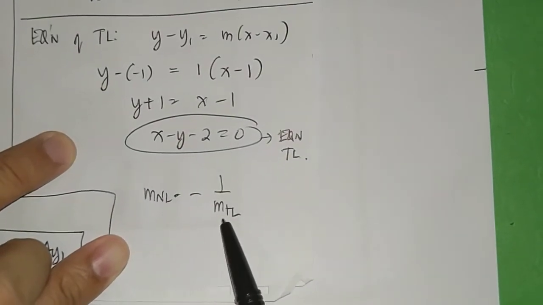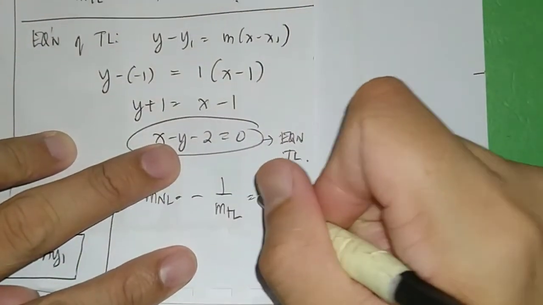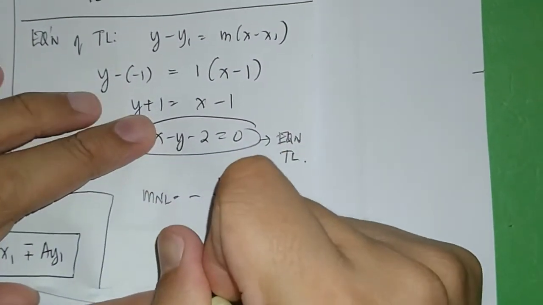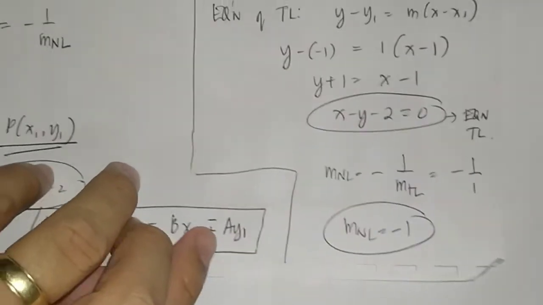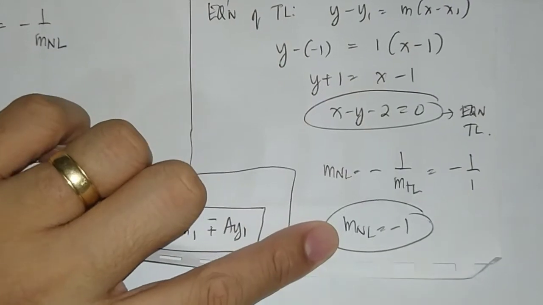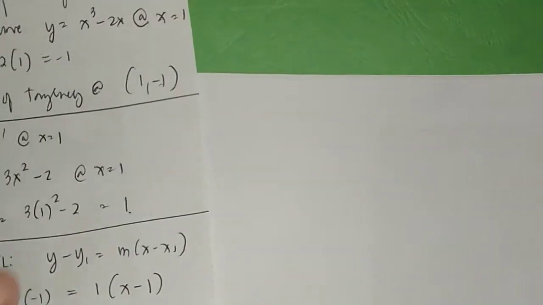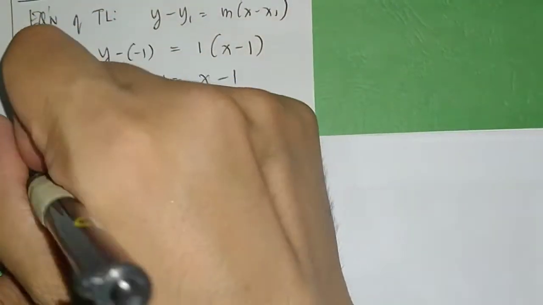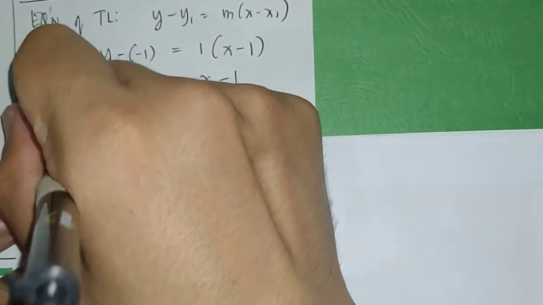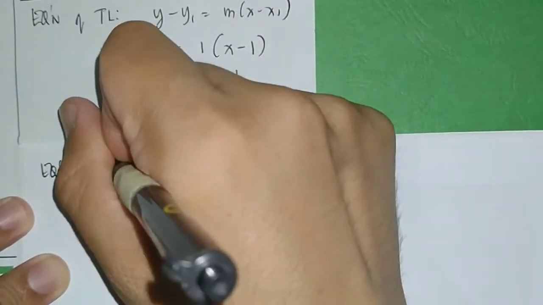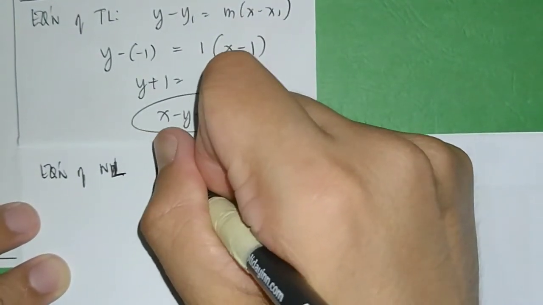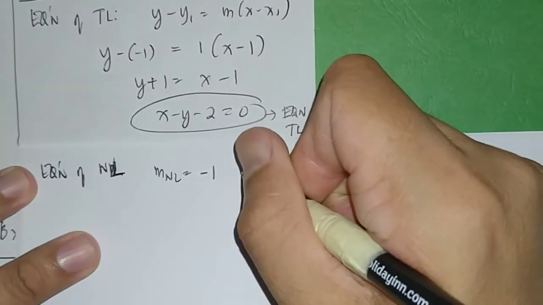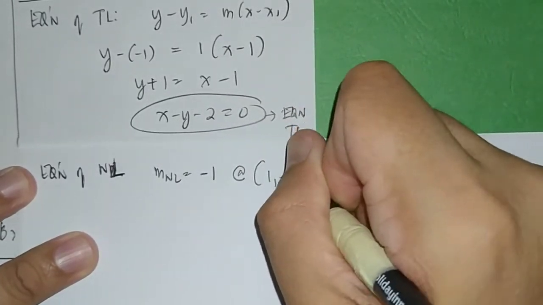So since the slope of the tangent line is positive 1, that's negative 1 over 1, then the slope of the normal line is negative 1. So since the normal line and tangent line touch the curve at exactly 1 point at 1 comma negative 1, we are now to get the equation of the normal line to the curve of slope negative 1 at 1 comma negative 1.